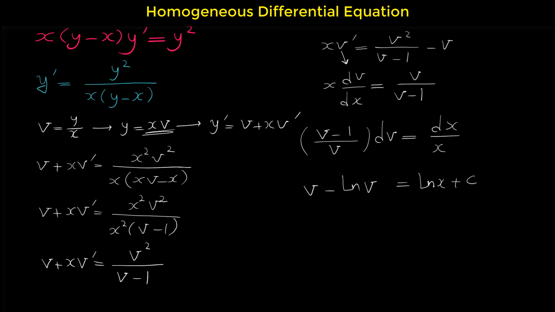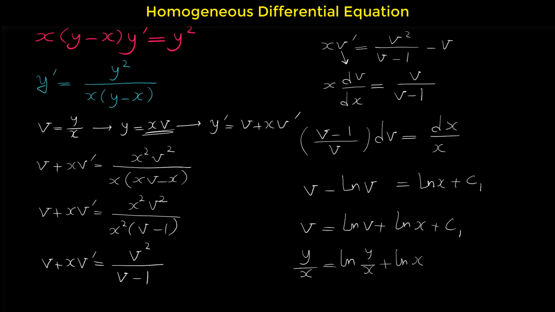But if you would like to make your answer shorter, in a better form, you can do these steps. It's up to you. So we keep v here. We move ln of v to the other side. We have ln of v plus ln of x plus c. Let's make this c1 because later I want to change that. So finally v, which is y over x, equals ln of y over x plus ln of x.